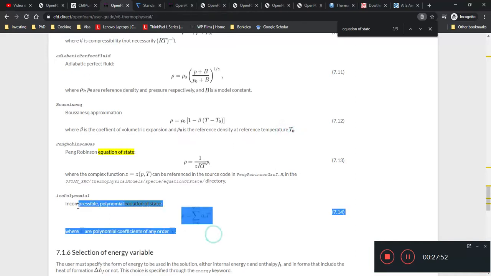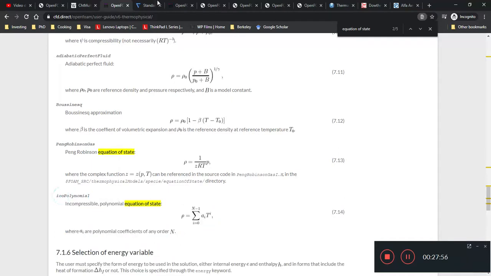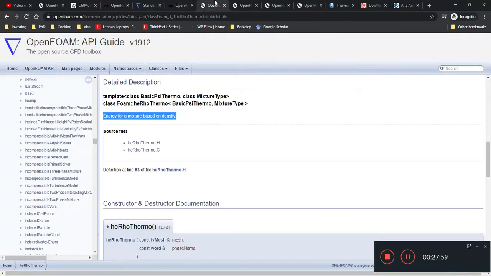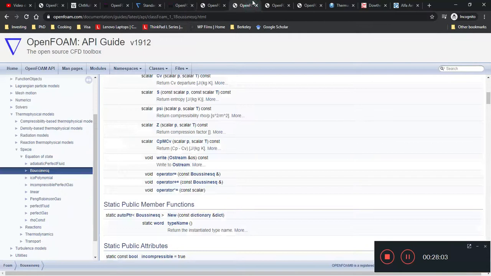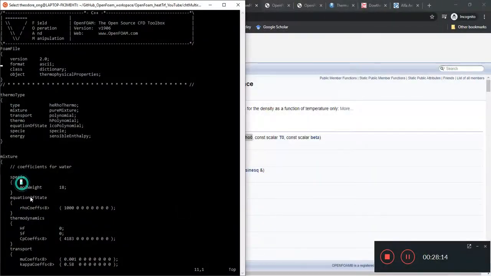Of course, you can just substitute everything into a polynomial. This is the most versatile, as I said before. But if you want something simpler like Boussinesq, by all means go and use it. And how is it being written? Instead of using all the things here, you just define rho 0, T0, and beta in here. So rho, you just have one entry, for example, rho 0, T0, and beta. You just key in the values that you want, and you get your equation of state.